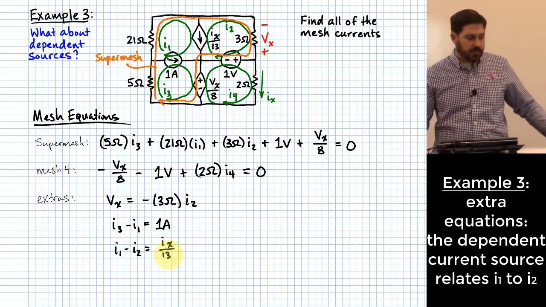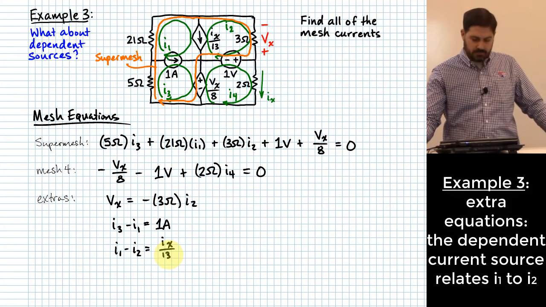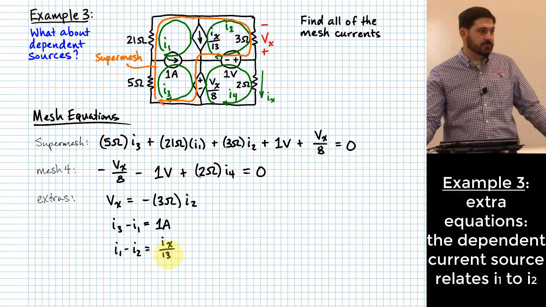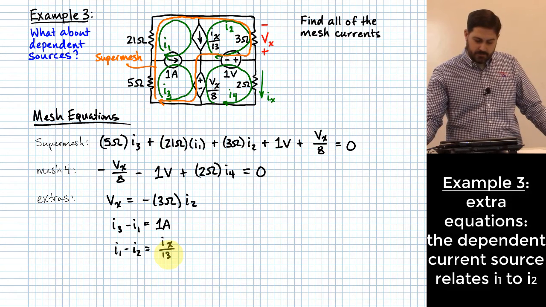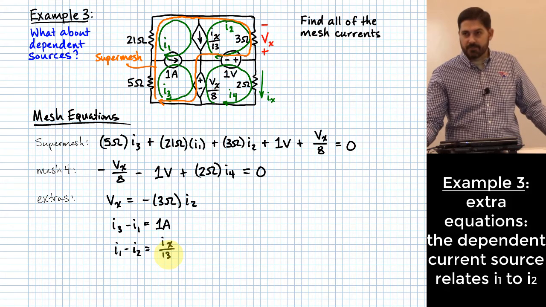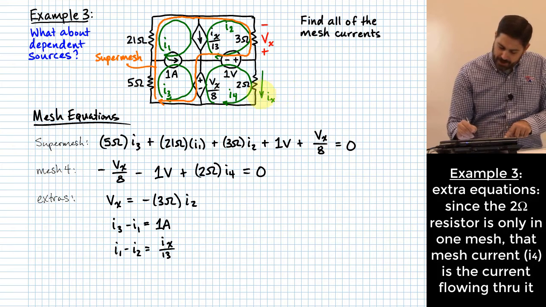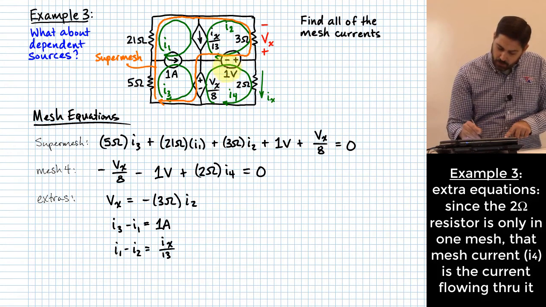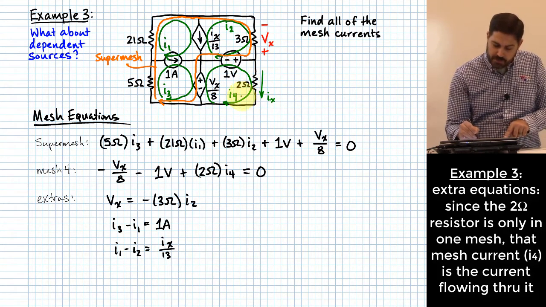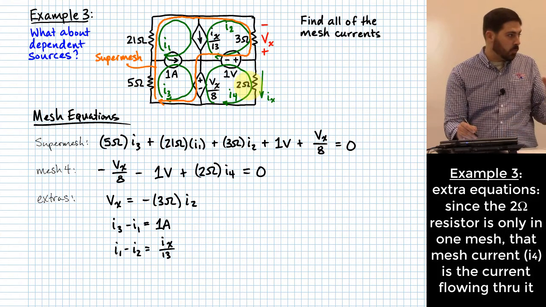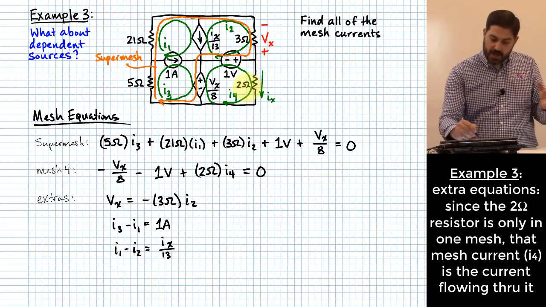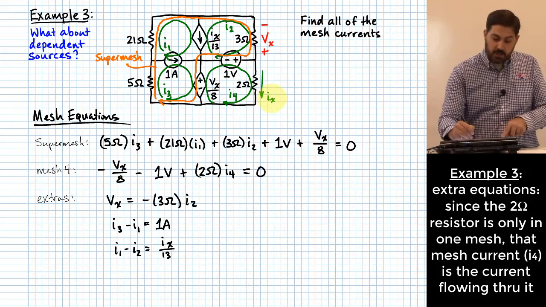Okay. How many unknowns do I have now? 6 unknowns. How many equations? 5. What else do we need? Okay. That's an easy one, right? But don't forget about it. It turns out that I4 flows through this 2 ohm resistor, and it's only got that one mesh that it's a part of. So I4 is going to be equal to IX.